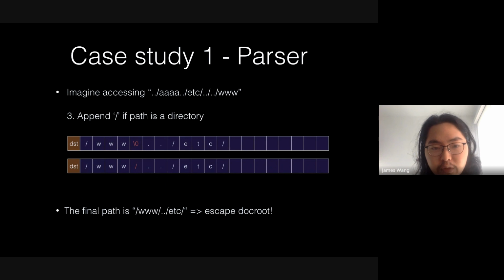And after that, we will finally see if the provided path is a directory and append the slash if it is. And the bug occurs here because we're only appending the slash, but not adding a null terminator right after it. So while the original resolved path is null terminated, after we append the slash, it might connect with the leftover stuff in the buffer, and allow us to traverse outside of the doc root with this.